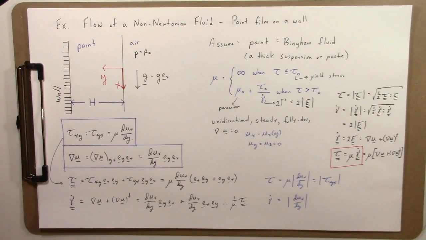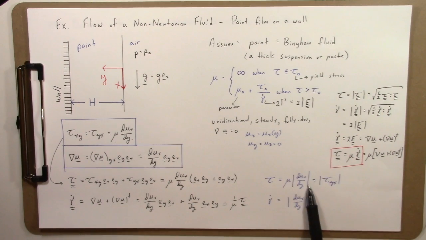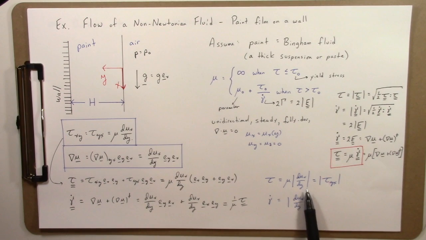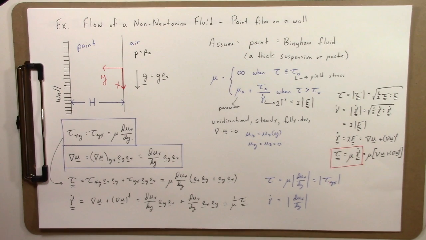So now we have tau, and so we know if mu dux dy exceeds the yield stress tau naught, there will be flow, and if this is less than tau naught, there will not be any flow. So that's the key thing we have so far. Now we're going to keep progressing to analyze the flow of this paint film on the vertical wall.